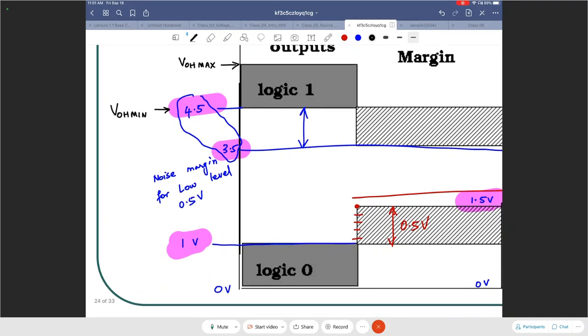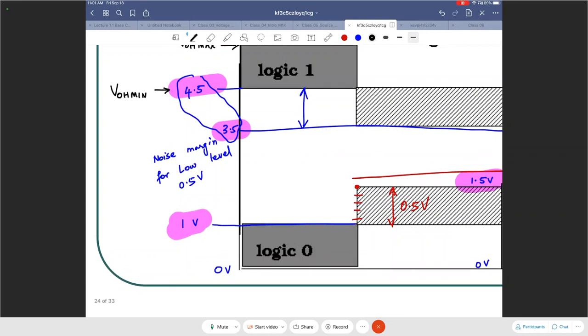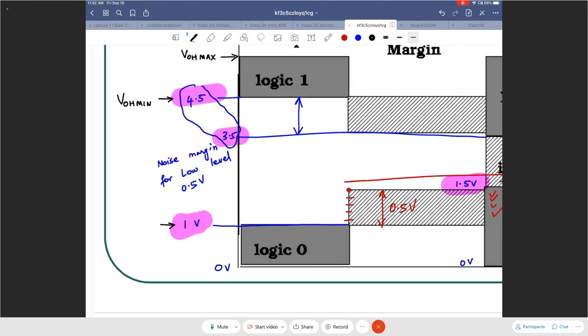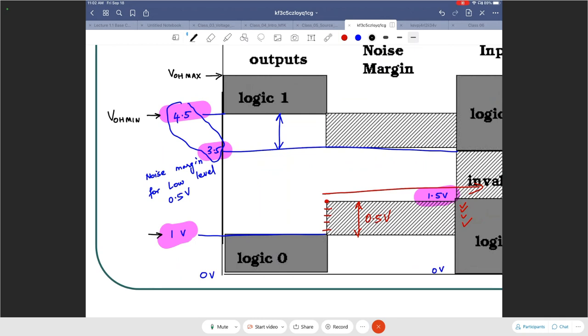Next, what do I name the 1 volt mark? This guy. What do I name that? Think about it. Okay, so answers are all right. V output low maximum. Good. And then this guy will be V output low minimum. Perfect.